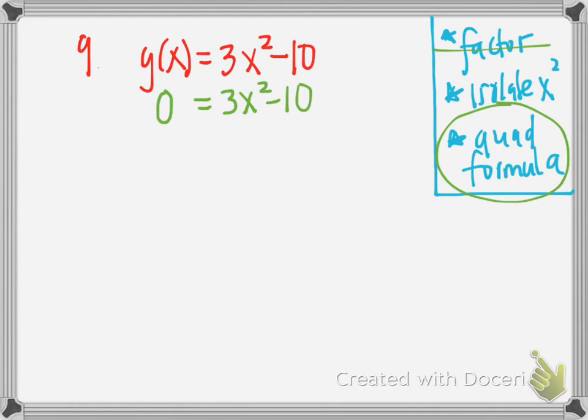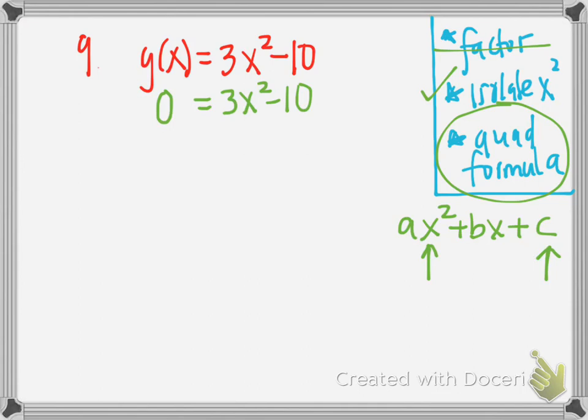So factoring fails here. Isolate x squared method only works if you have the first and last term of ax squared plus bx plus c, and we actually do. Ax squared would be the 3x squared, and the minus 10 would be our c. So I'm going to choose the isolate x squared method. It's easier than quadratic formula.